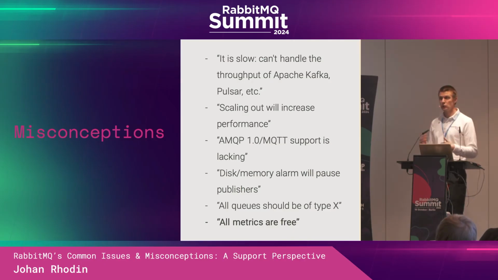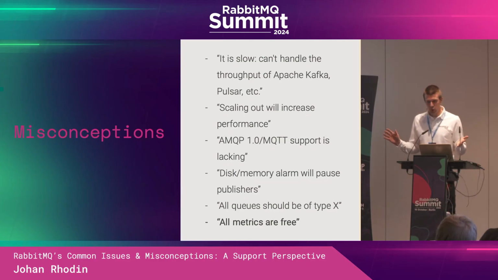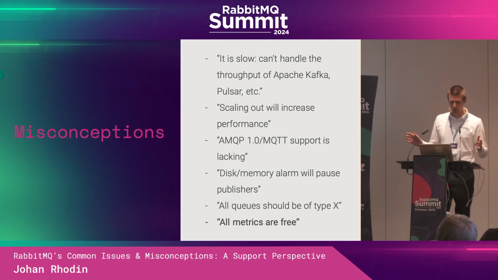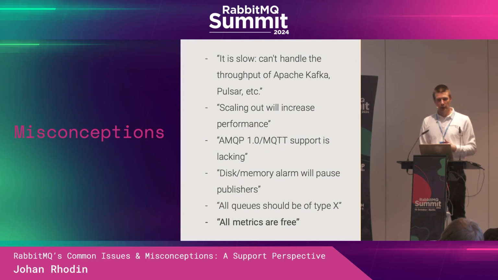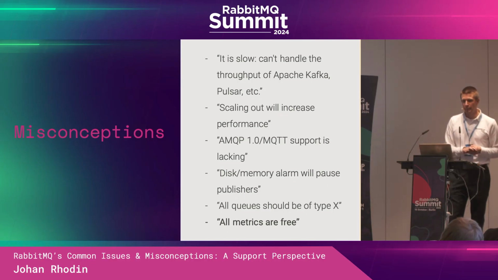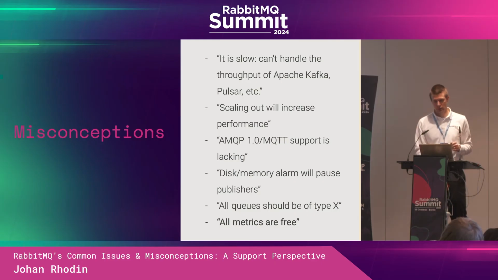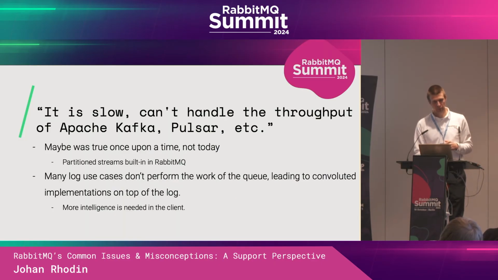So switching gears to the misconceptions. It's slow, it can't handle the throughput of some other system. If I just scale out, I will increase the performance. The support for some of the other protocols is not there. Disk and memory alarms will pause publishers. Well, yes, that one is actually true, I shouldn't have that in quotation marks. And all queues should be of a certain type.